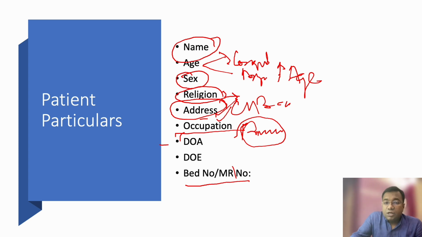Date of admission, date of examination, and bed number, because date of admission and date of examination are sometimes different. You need to mention those two things. And if you have the bed number available, write the bed number of the patient or the MR number, because later on the communications will be made based on these two only.